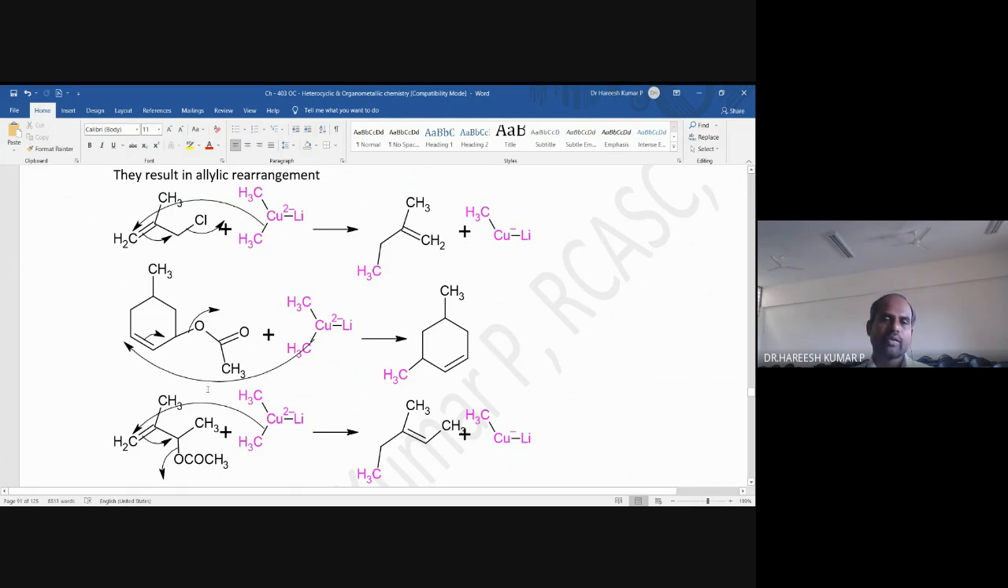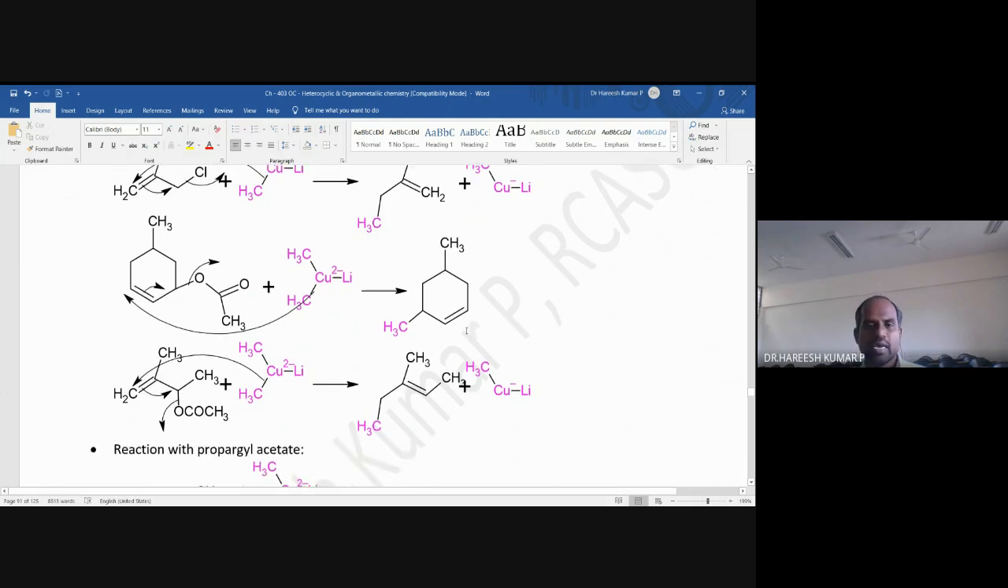There will be a new bond formation between this carbon and the methyl group of the copper. When there is a new bond formation between the methyl group of the copper and this carbon, this bond pair comes over here, and this acetoxy is a leaving group. It will go out. That is how the product is obtained.